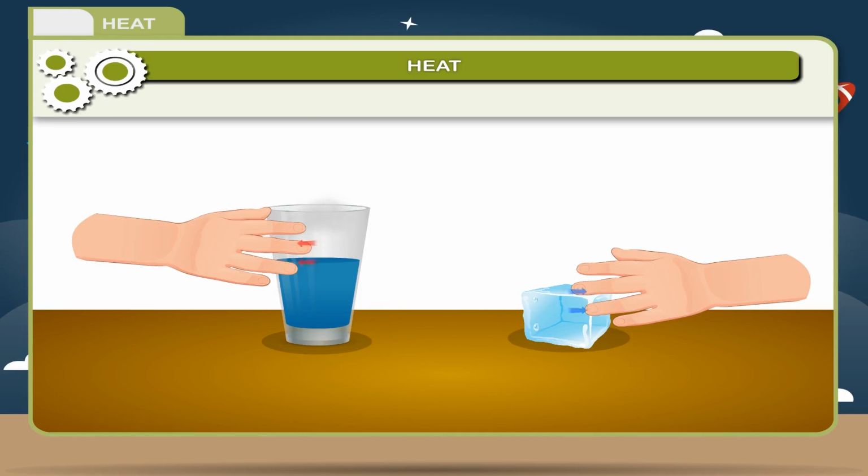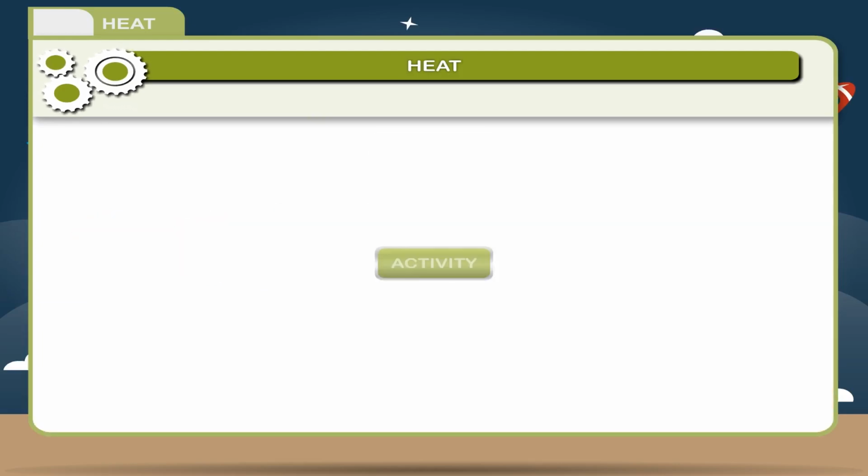Energy is transferred from one body to another because of the temperature difference between the two bodies. The energy transferred from one body to another due to the difference in their temperatures is called heat energy.